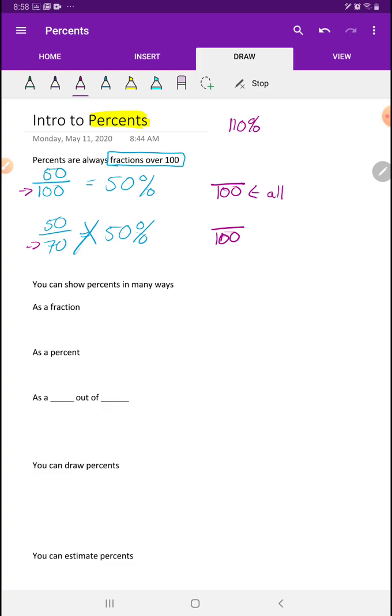So there are many ways to show percents. As I've already discussed, one of the ways you can show percents is over 100. So that's obviously 30%, or 27 over 100, which equals 27%, or 94 over 100, which equals 94%. Notice how I'm always writing the percent sign? That's important. If I have a percent, I have to write a percent sign afterwards, okay? So then, of course, there's just as a percent. You can always write it that way.